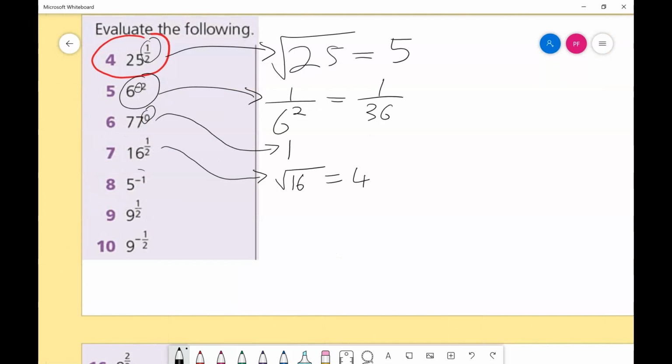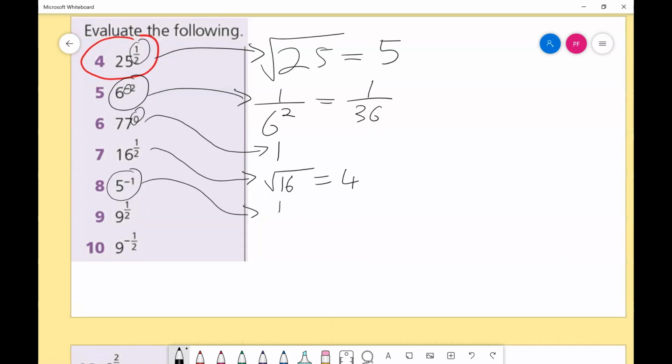Then I've got 5 to the power of minus 1. Power of minus 1 just means 1 over. So that's 1 over 5 to the power of 1. And 5 to the power of 1 is just 5. And then I've got 9 to the power of a half. Power of a half means square root. So that's the square root of 9, which is 3.